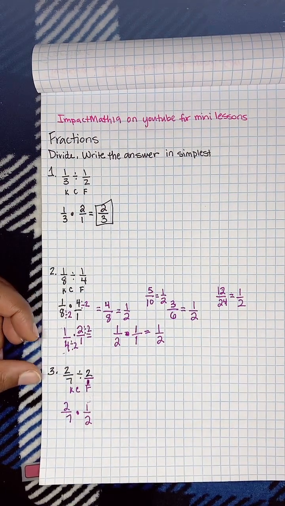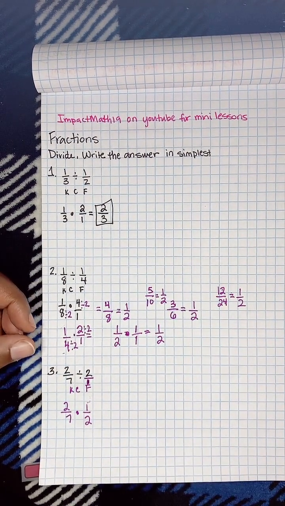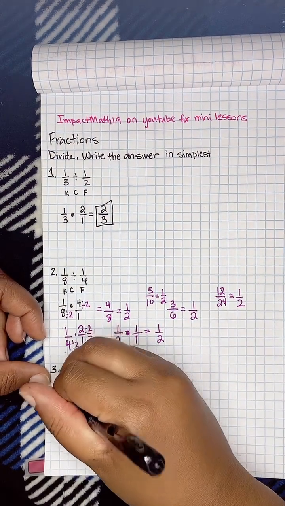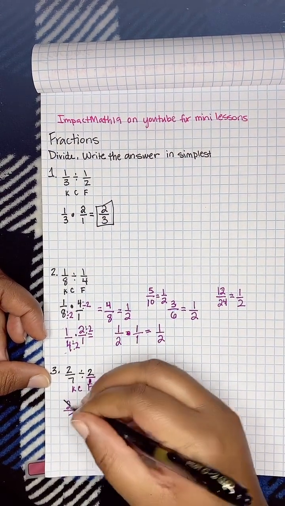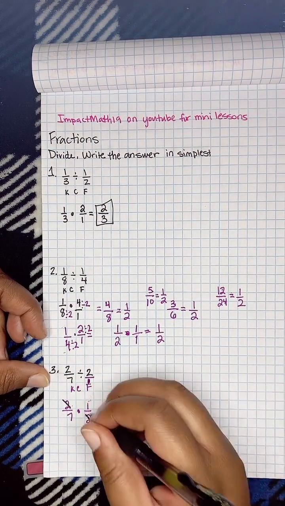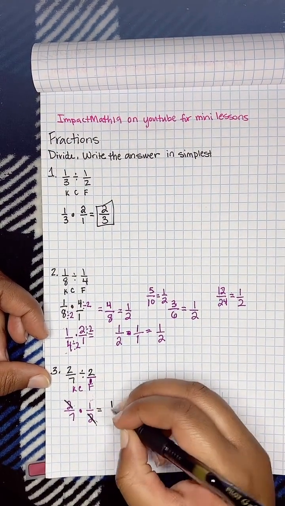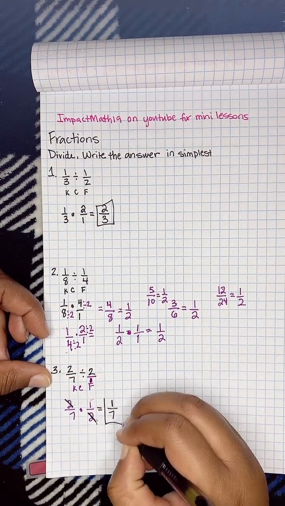So now that we got this, we can do our cross simplifying, cross cancellation. So 2 divided by 2, 2 cancels out, and we're left with 1 over 7.